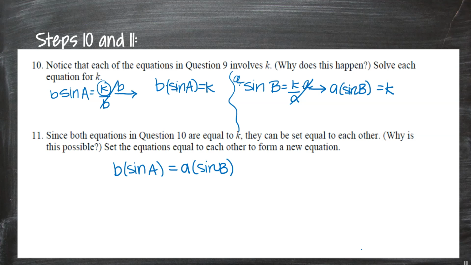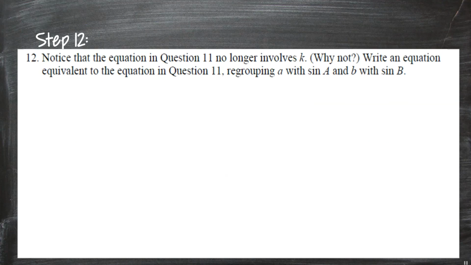So setting them equal to each other, we get B times the sine of A is equal to A times the sine of B. So let's go ahead and go on to step 12, where we're going to use that equation, and we're going to rewrite it by regrouping side A with angle A, just like we did before, and side B with angle B. So this is just like we did with the other triangle on the other side of the paper. Go ahead and give it a try.